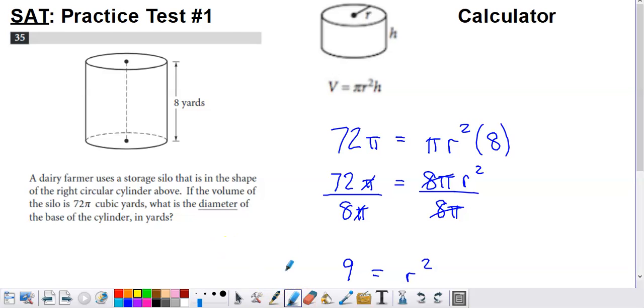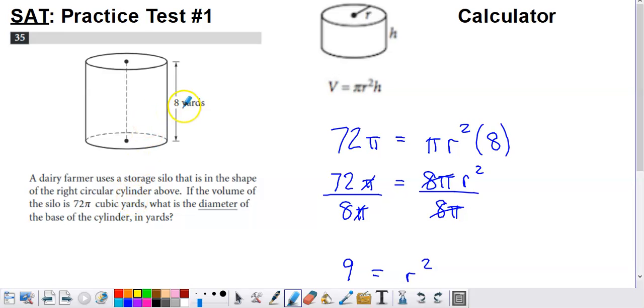So here's a grid-in question from an SAT test. It involves the use of a calculator, and in this problem, they give us the cylinder right here. They tell us that the height of that cylinder is 8 yards. It says a dairy farmer uses a storage silo that is in the shape of this cylinder, and the volume of the silo is 72 pi cubic yards.